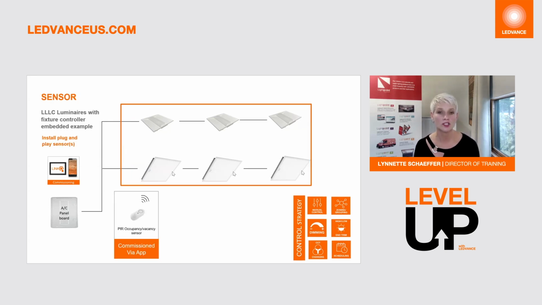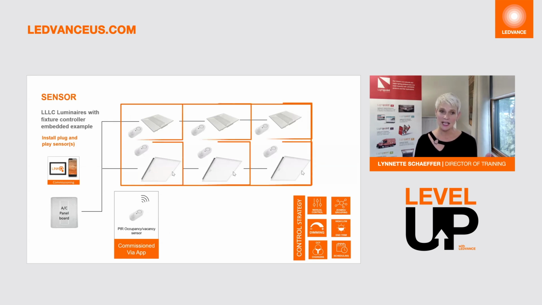So what if your fixture controller doesn't have a sensor? Because remember those plug and play ones, you could choose if you wanted a fixture controller with a sensor or not. In these here, the fixture controller is embedded in the luminaire. So in this case, you could easily incorporate a sensor, and you could commission these to be occupancy or vacancy sensing. And you can also set up different groups. So if I had one sensor on each one of them, I could, if I wanted to, have 3 or 6 separate groups.